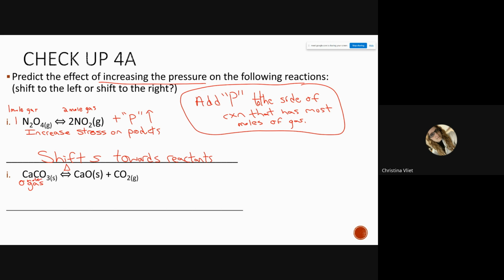On the product side, how many total moles of gas do you have? 1 mole. Now you compare reactants versus products. Which side has more gas? Products. So you put the "pressure" on the product side. I put quotation marks around it because it's not a real substance; it's just like if pressure was a thing, it would be on this side. That's the way to analyze it.